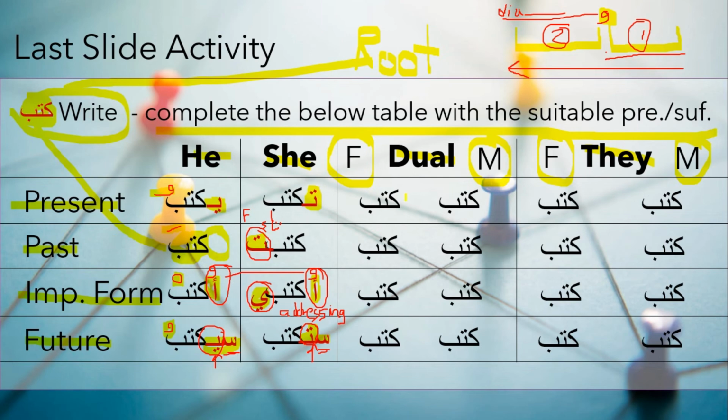Let's go to the dual now. Taktuba, taktuba. Again, for female, for feminine, we use ta. And this alif is only used to express both, or dual. Taktuba. For masculine, we use ya. Yaktuba, yaktuba.